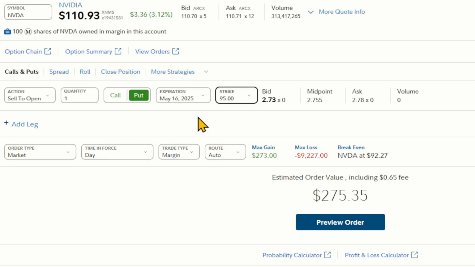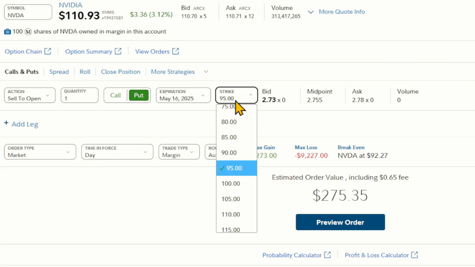So right now, if you wanted to sell to open one put contract, you would collect a premium for that $95 strike price of $273. That's pretty far out of the money, right? 15.93 points, almost 15% from the current price. Could you go lower? Yes.